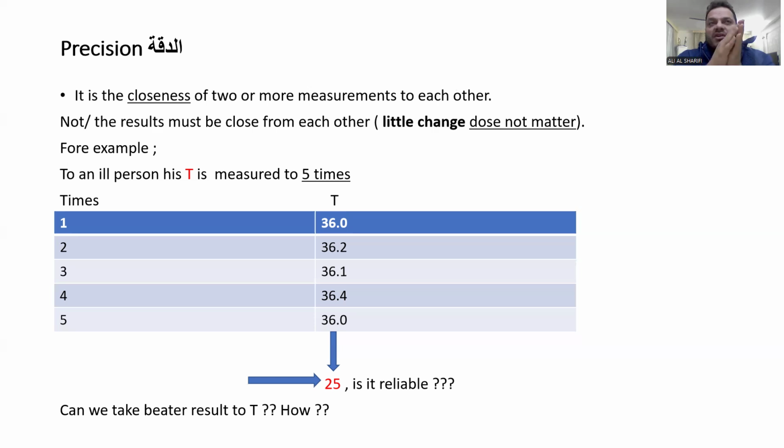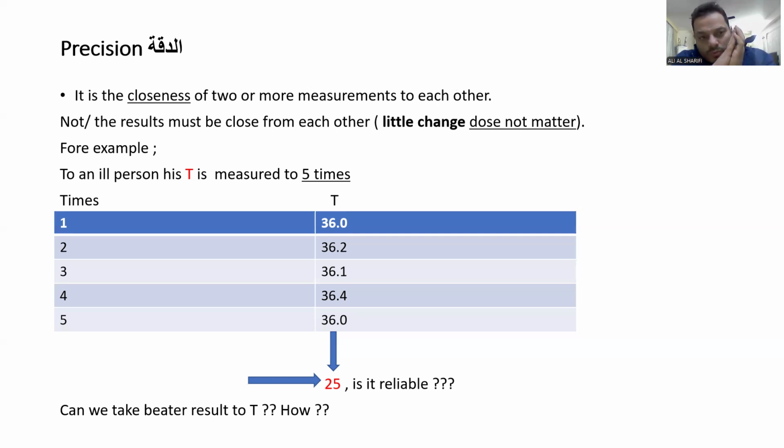This doctor took the measurement tool and went to this ill person to measure his temperature. At first it will say, for example, 36 or 36.2. And I'm not sure about his measurement. That means, what will I do? I will ask him to do this measurement many times, for example, 4 times.